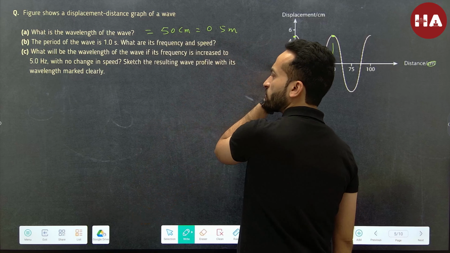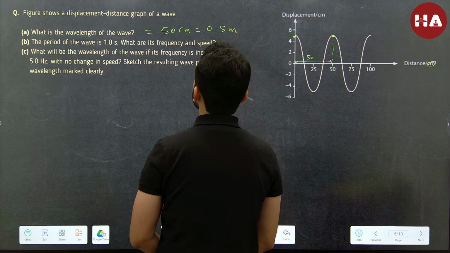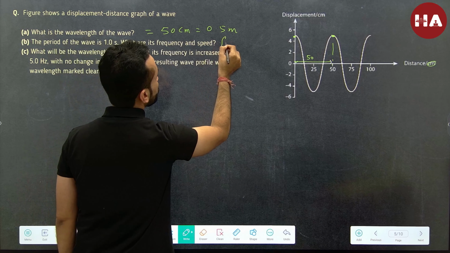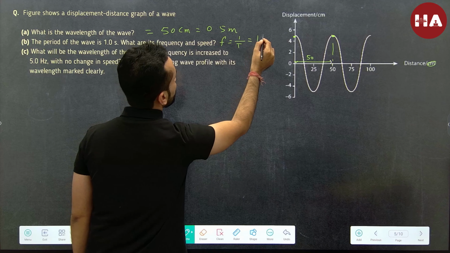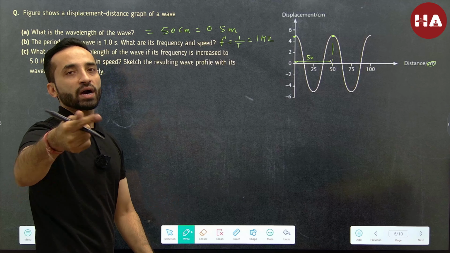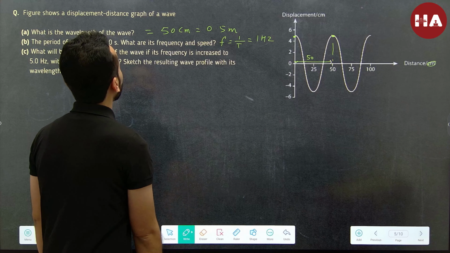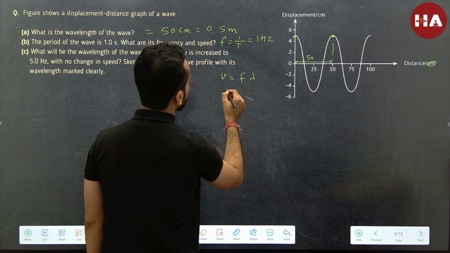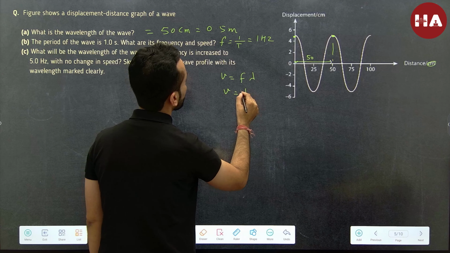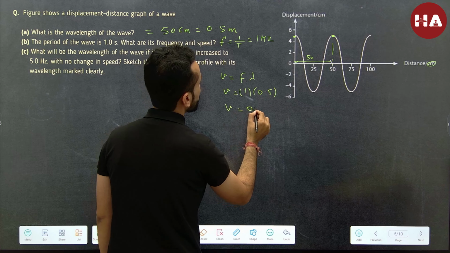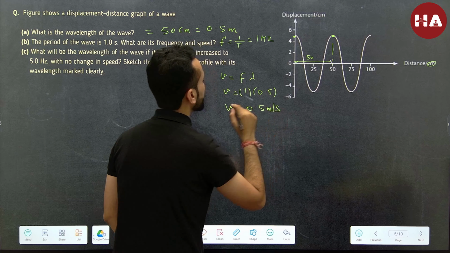Next, the period of the wave is 1.0 second. What are its frequency and speed? So frequency is 1 over T, so that is going to be 1 hertz. Since it takes 1 second to complete one wave, it is like 1 wave per second, right? And what about the speed? So v is equal to what? f lambda. Now f is 1 and lambda is 0.5. Be careful, the unit should be meter per second, right?